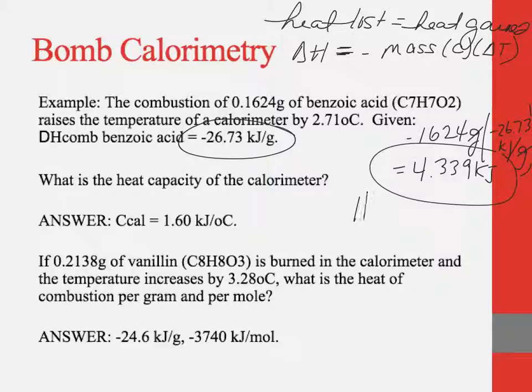So your heat gained is going to be equal to your kilocalories times delta T. So your 4.339 divided by 2.71. Heat gained equals kilocalories times delta T. We know the heat gained. Sorry, let me get this better written here.